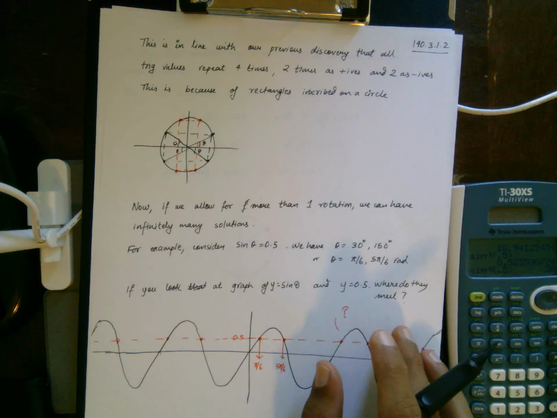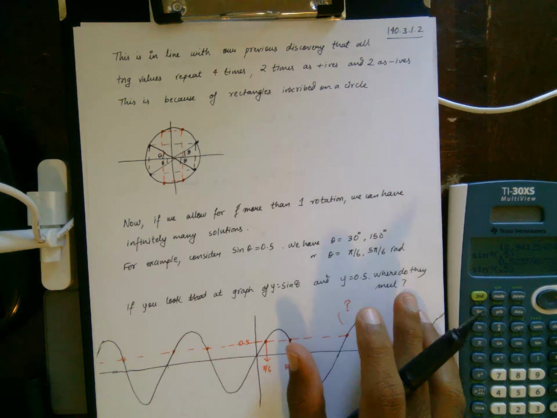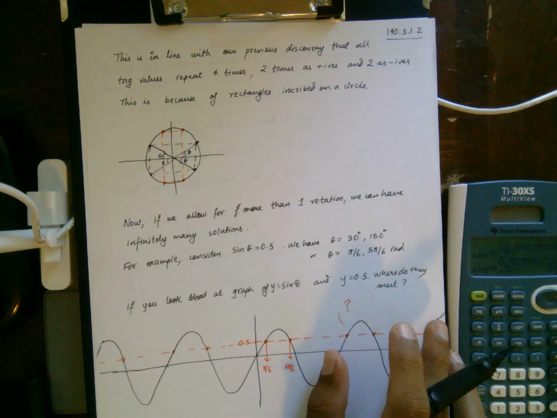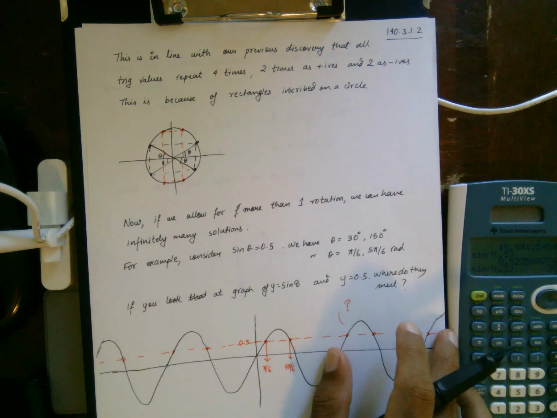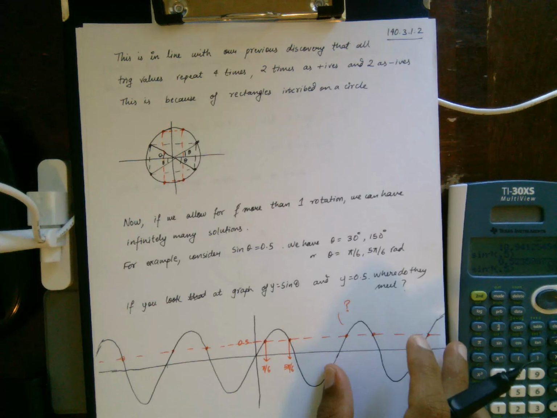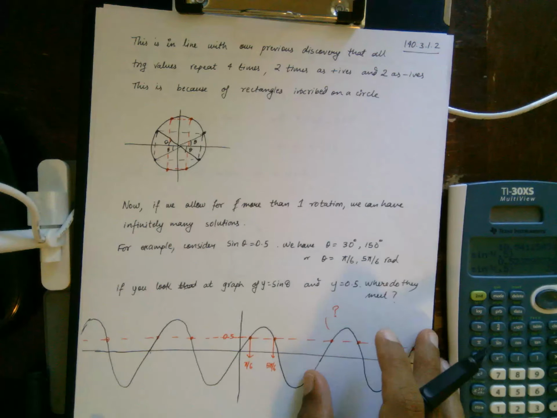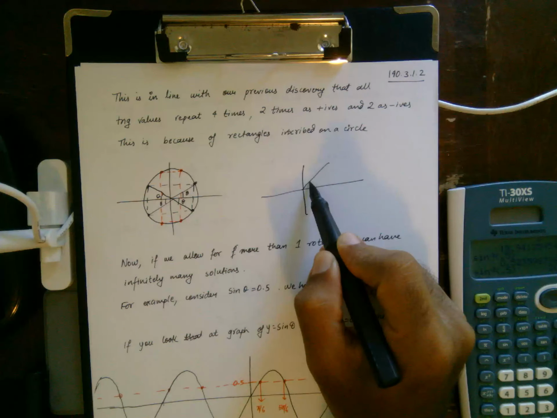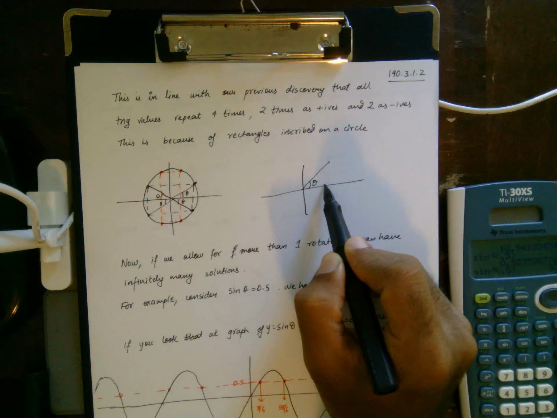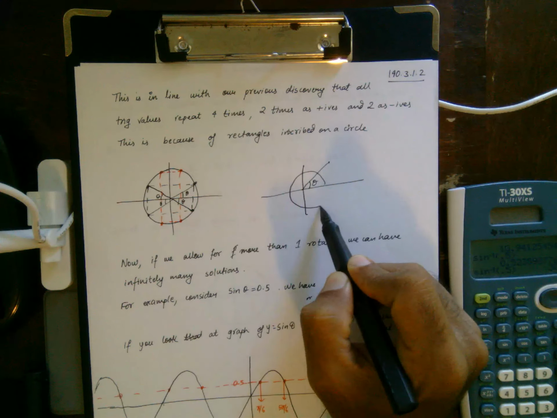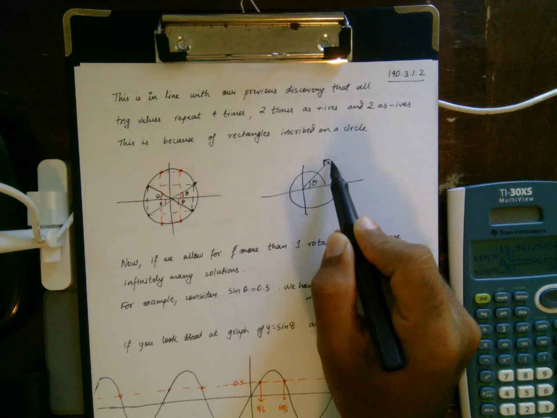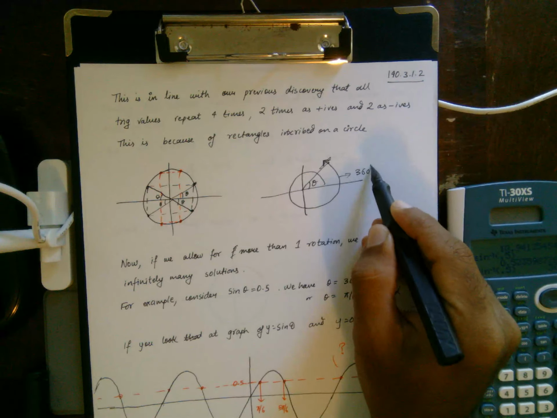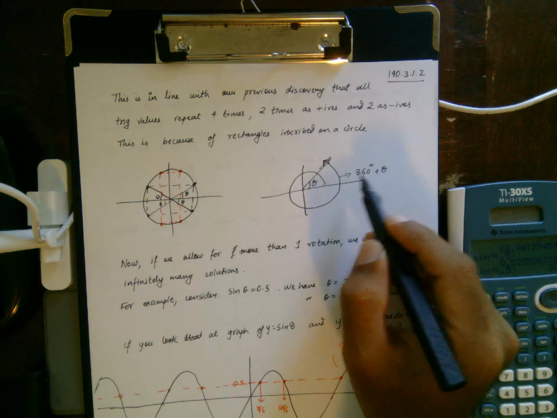Now we're going to go a step further, and we're going to say, what if we allow for more than one rotation? And in that case, turns out that we're going to have infinitely many solutions. What does it mean for allowing more than one rotation? Is this: if this is theta, I make a full circle and I come back here, that angle, which is 360 degree plus theta, is going to have the same trig ratio.